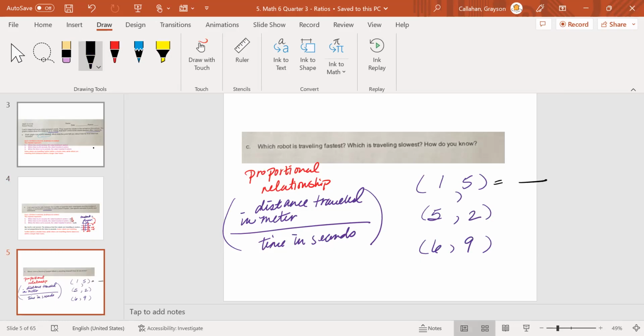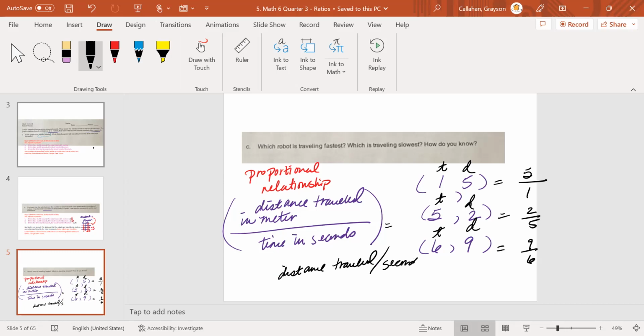So this is actually time, right? And this is actually the distance. So make sure you put 5 over 1, 2 over 5, and 9 over 6, right? If you do distance traveled in meters divided by time in seconds, this is going to give you distance traveled per second. So for every second, how many meters is it traveling? Does that make sense?